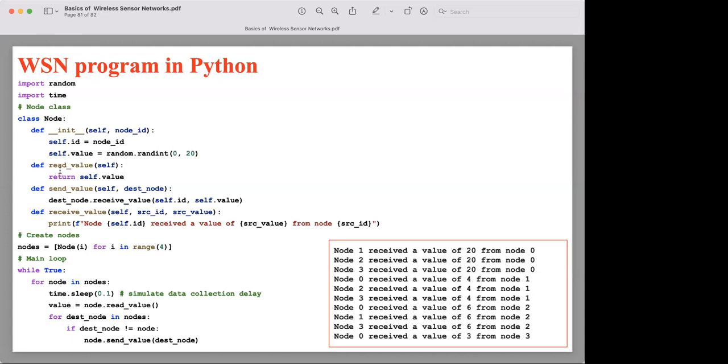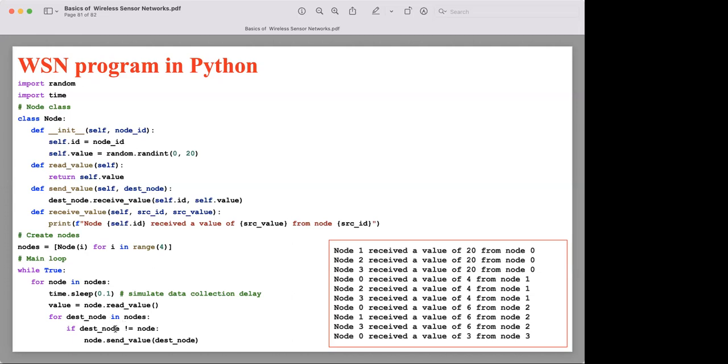If I read the value, I'm reading it myself. If I send or forward this information to another node, I can call send value. If I receive information from another source, I can call receive. Now I created five nodes, 0 to 4, in the network. While the network exists, you can transmit and receive information. You can go through each and every node, with the node IDs you have defined. Slow the speed by adding some sleep time, and read the values that were randomly generated.